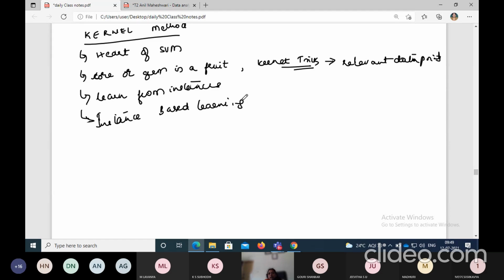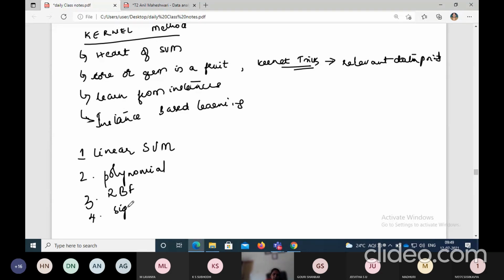So there are several types of support vector machine models, which include: one is the linear support vector machine model; second is polynomial; the third is RBF; and the fourth one is sigmoid.